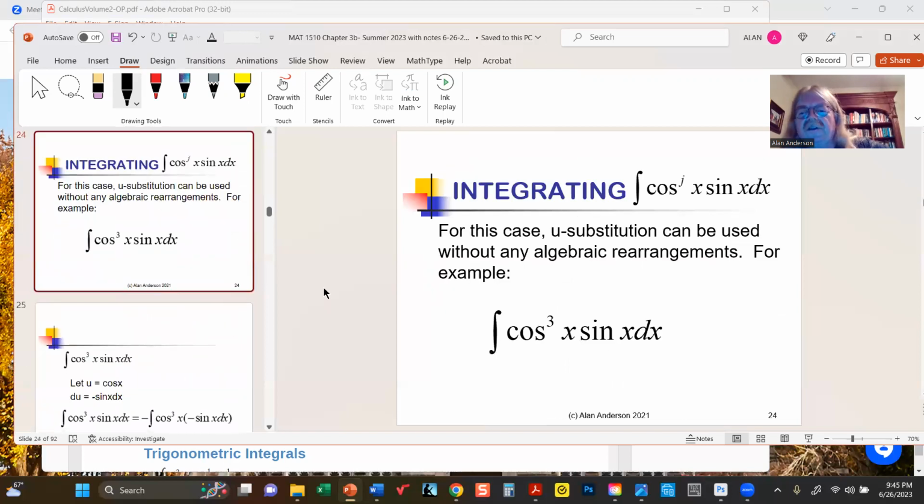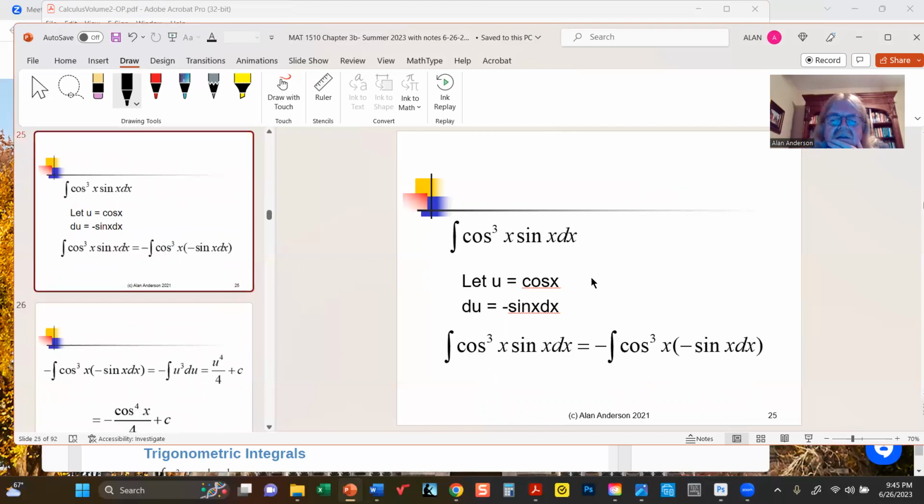Now, we can have our first case. What they're saying here is that as long as you have a situation where the cosine is raised to some power and the sine is not, then we can simply use substitution. No problems. It's easy. So let's try this one as an example. The integral of cosine cubed x sine x dx. So the question becomes, what do you do about the u? All right, so let's say that we let u be cosine x.